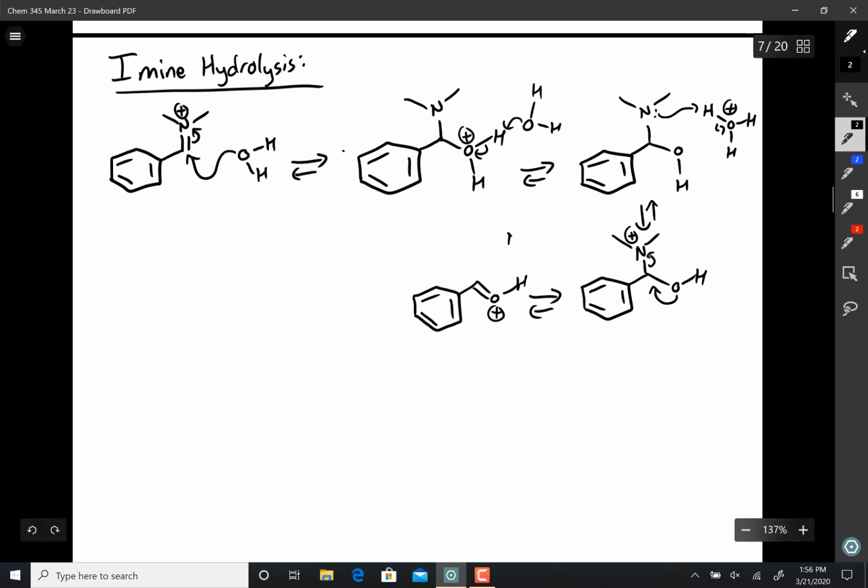And to finish up the mechanism, you can have water take that proton off. I'm going to have the amine that was kicked off take that proton off, just because the amine is right there, and it's more basic than water. And there's our aldehyde.